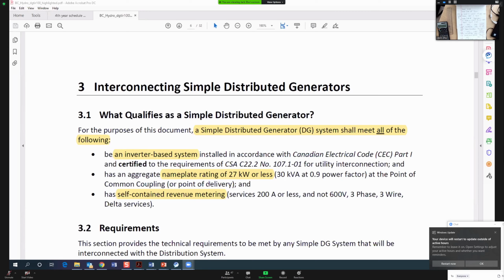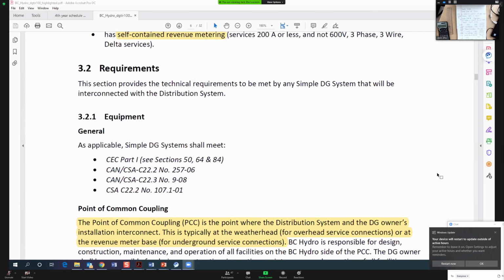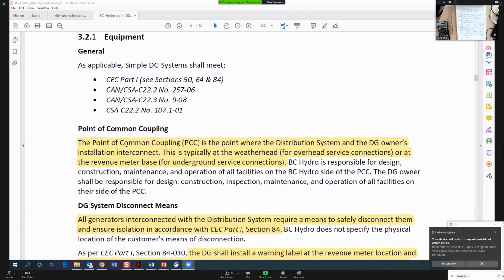Then they will give you a little bit less strict requirements for connection. Point of common coupling, that's where you're going to connect your system to BC Hydro. This is typically at the weatherhead for overhead service or at the revenue meter base for underground service.